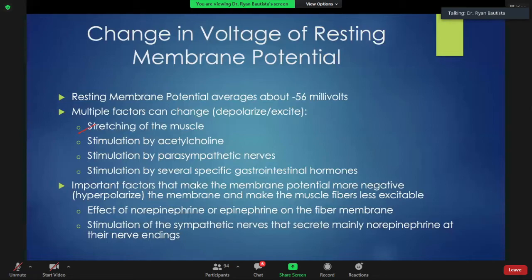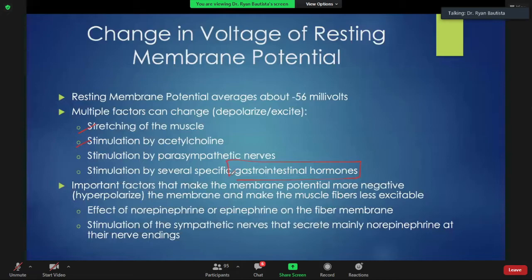A big bulk of food can stretch the muscles of your GI tract, and then you will have your peristalsis. Acetylcholine is also a neurotransmitter that can do a spike potential on your GI muscles. Parasympathetic, of course, is our rest and digest, and there are several specific gastrointestinal hormones that we will go around a little while.